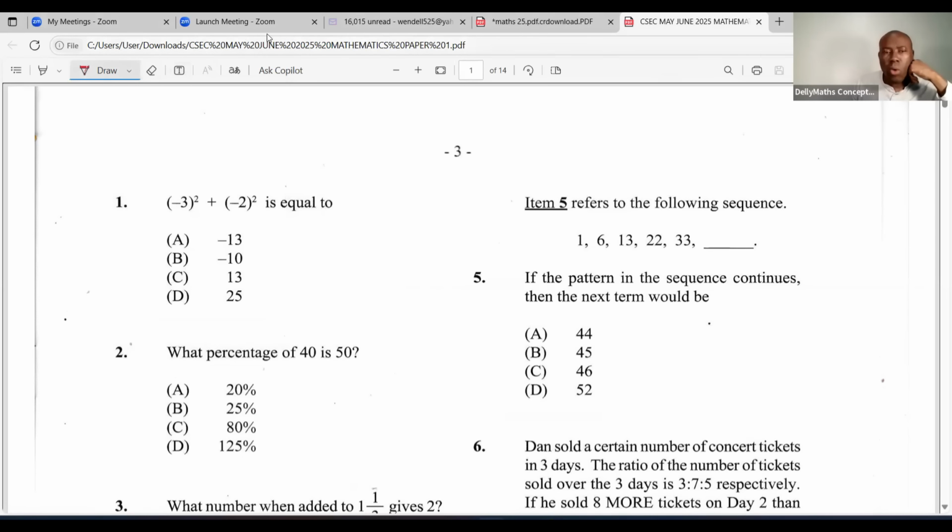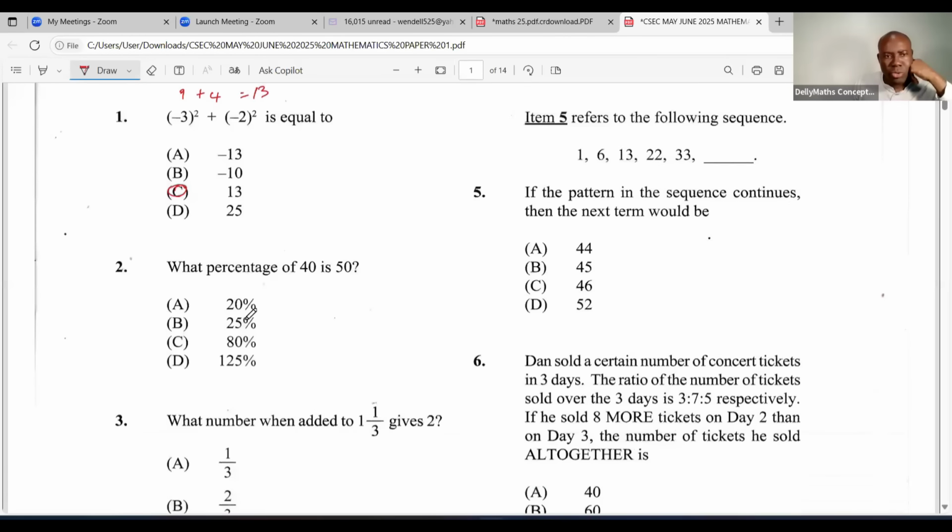CSEC Math Paper 1. All right, so let us just brush through quickly. This is a repeat question. So this is actually 9 plus 4, and this is going to give us 13. We saw this question many times, so the answer here is C. All right, let's go to number 2.